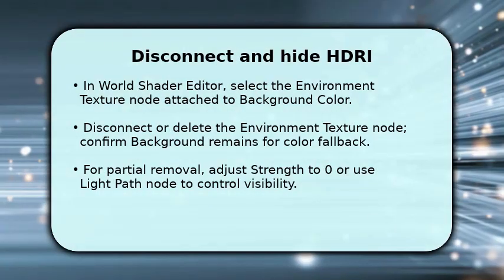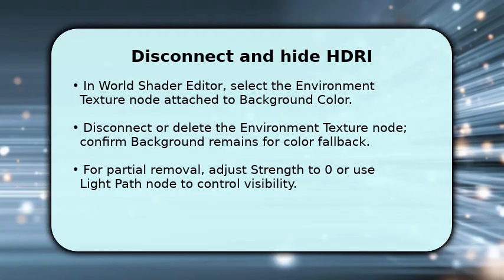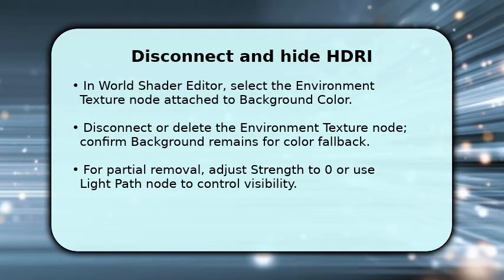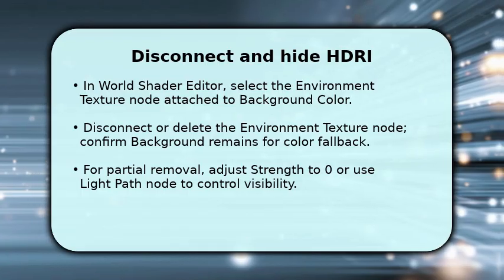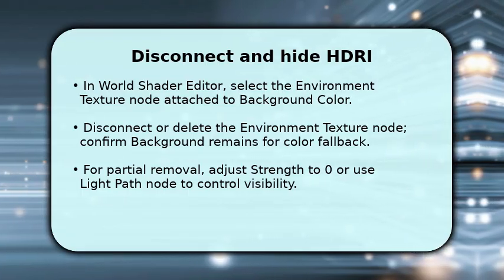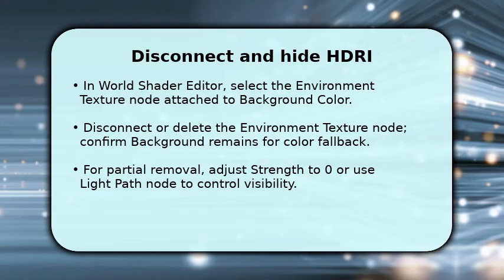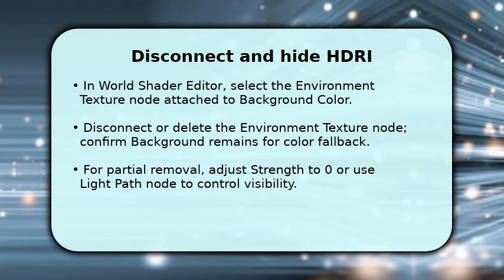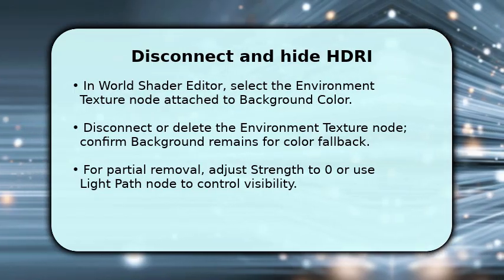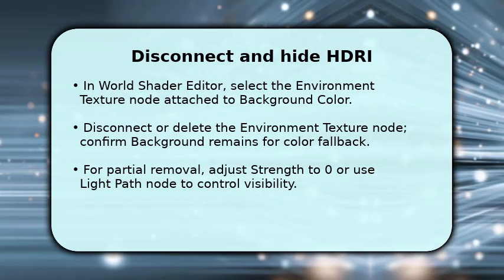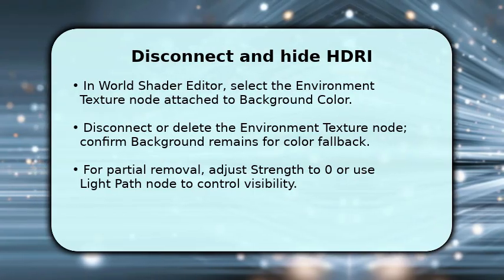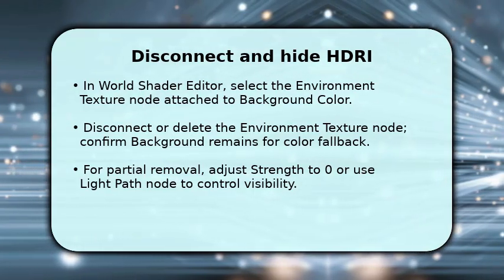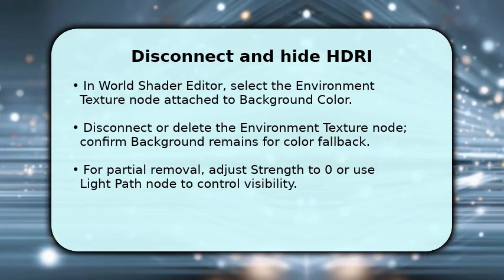In the World Shader Editor, click the Environment Texture node and either hit X to delete it or drag the color socket away to disconnect. You can instead set the background node strength to 0 for quick disabling, which preserves settings if you want to restore the HDRI later. For refined control, mix the environment texture with a color via a light path node, so the HDRI affects reflections differently than direct lighting.